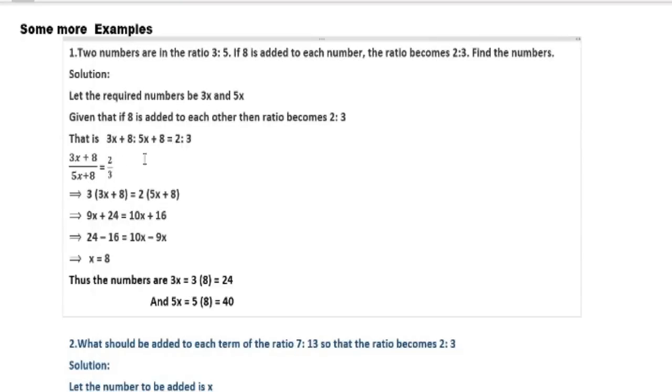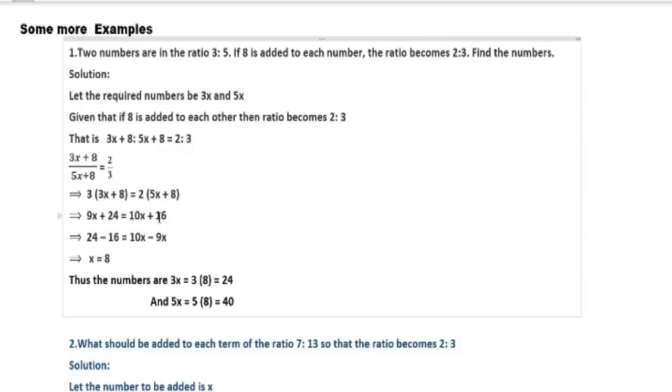This ratio you can write as a fraction. So here you can write (3x plus 8)/(5x plus 8) equal to 2/3. So this is an equation, and we have to solve it. Cross multiply here. You will get 3 into (3x plus 8) equal to 2 into (5x plus 8). Then continue the multiplication. 3 into 3x, you will get 9x, and 3 into 8 is 24, sign is plus. Equal to 2 into 5x, 10x, and 2 into 8, that is plus 16.